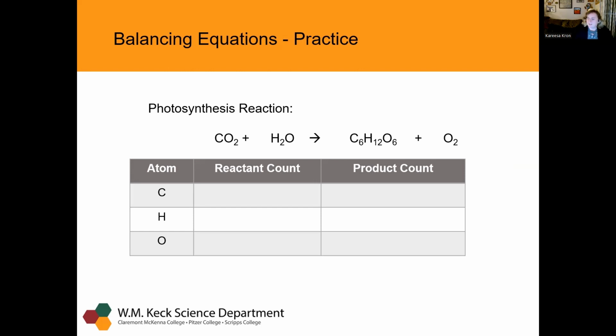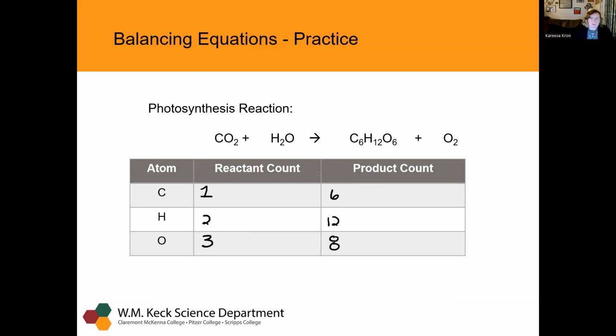The first thing I like to do when I start to solve this problem is count how many of each atom we have on both the reactant and the product side. So we start with 1 carbon, 2 hydrogens, and 3 oxygens. And on our product side, we have 6 carbons, 12 hydrogens, and 8 oxygens total, because we have 6 here and 2 here.